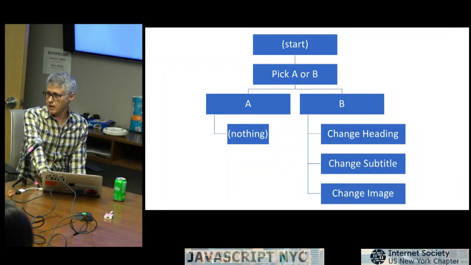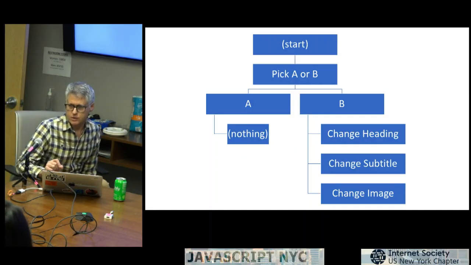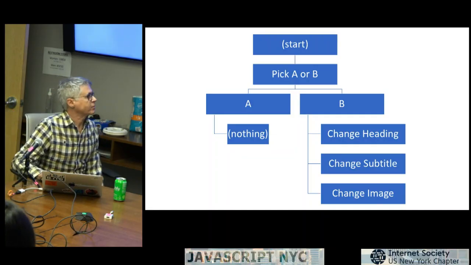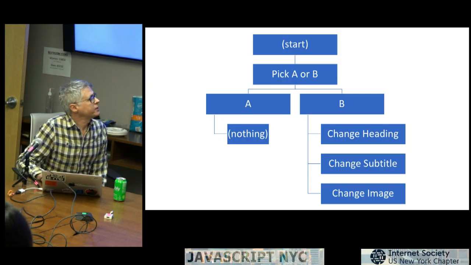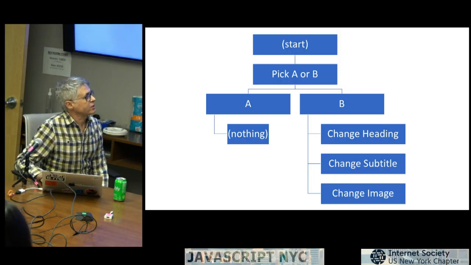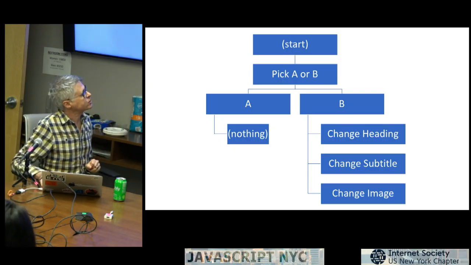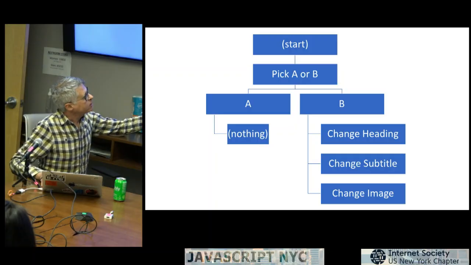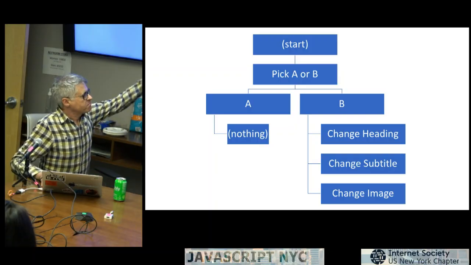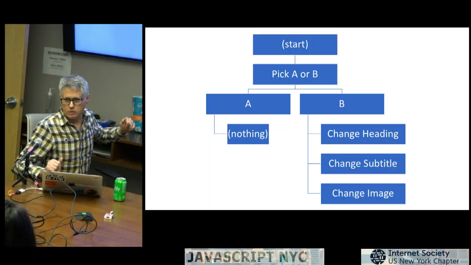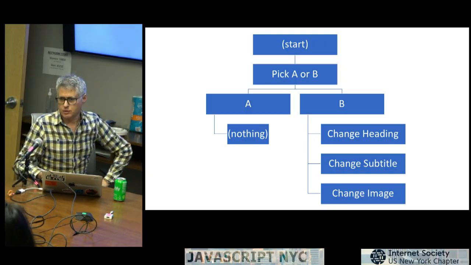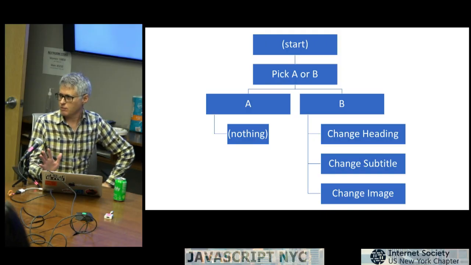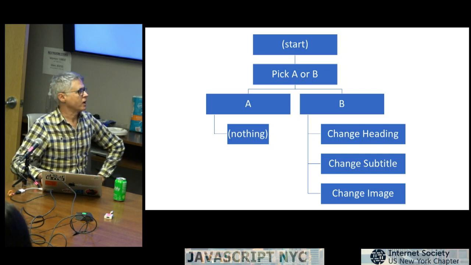You can think of that conceptually as if you were to draw it on a cocktail napkin, you might draw it something like this. The program, quote unquote, starts. It picks A or B, just randomly. If it picks A, we're done. If it picks B, we make these changes. Any of you could write this JavaScript in your sleep. It's really not a big deal at all.